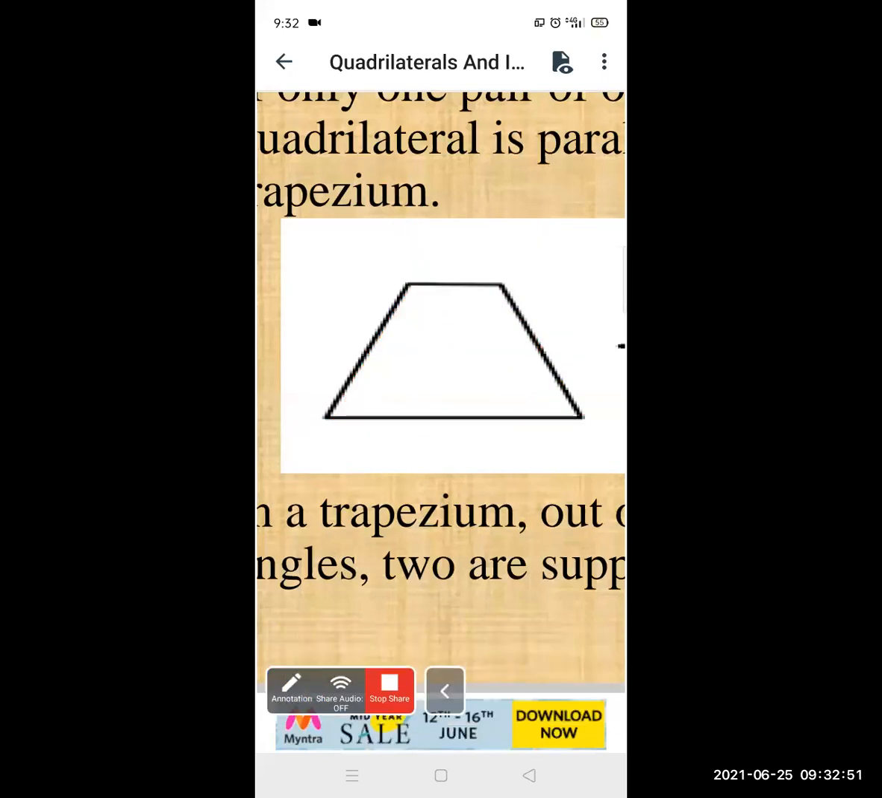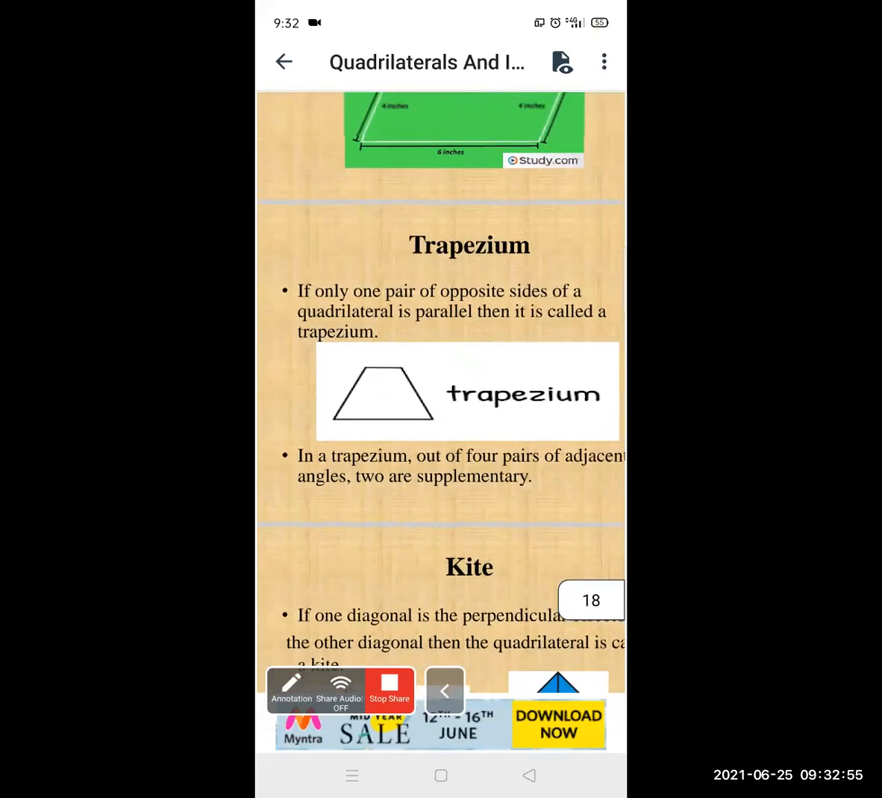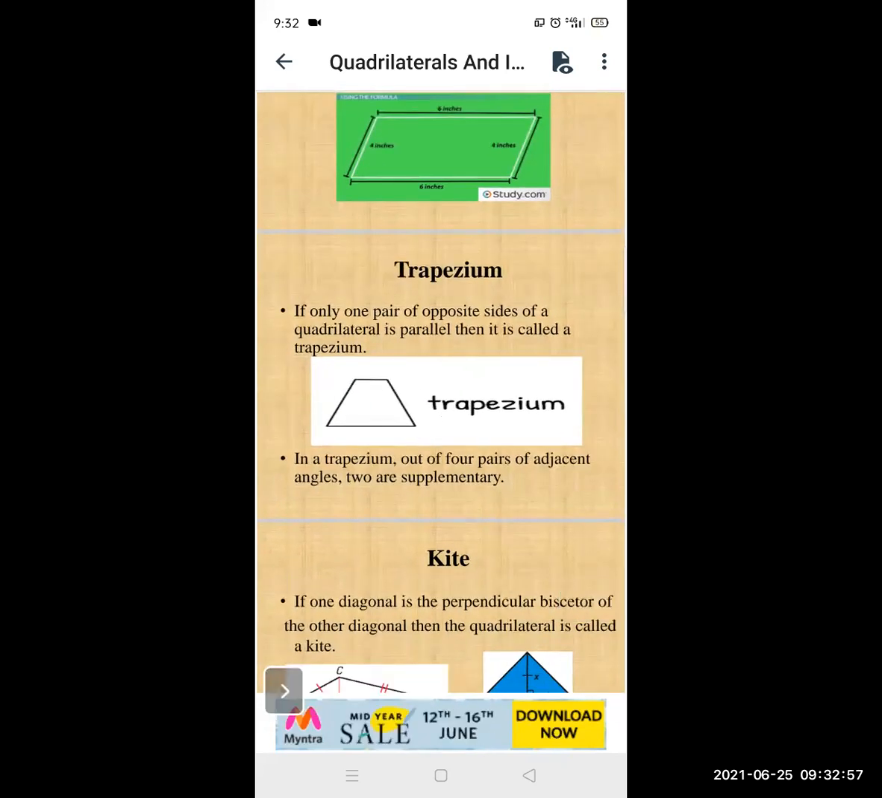So they have told that in a trapezium, out of four pairs of adjacent angles, only two are supplementary. Only two angles are supplementary. That is formed up and down inside the trapezium. So this is the only property of a trapezium.